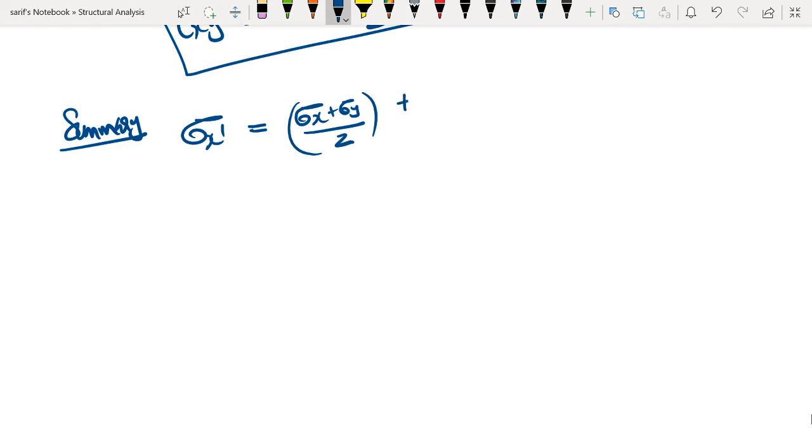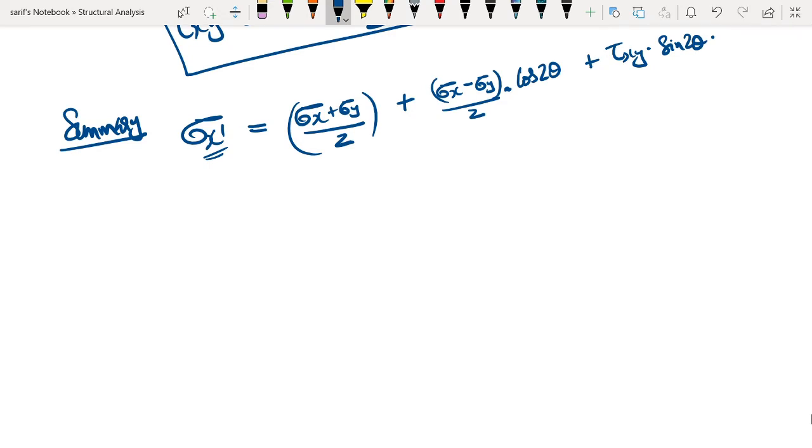Next term is plus sigma x minus sigma y divided by 2. Now the next term is we have cosine and sine. In case of sigma x dash, it is going to follow the alphabetic order. That is, cos 2 theta is going to come first. Then we have tau xy into sine 2 theta.